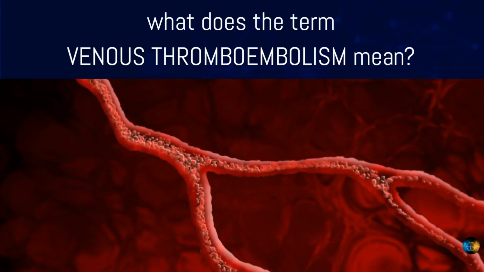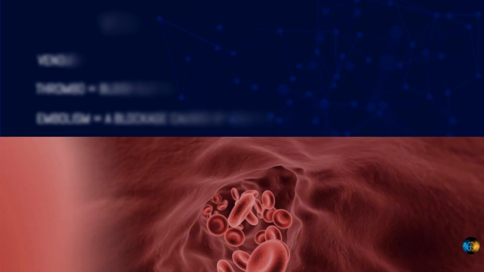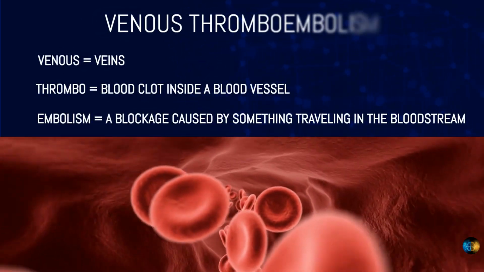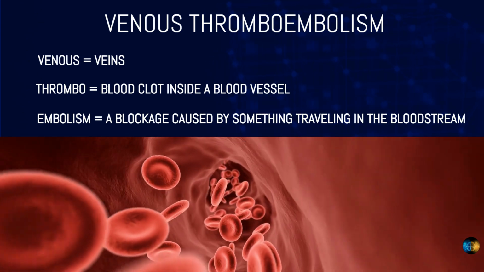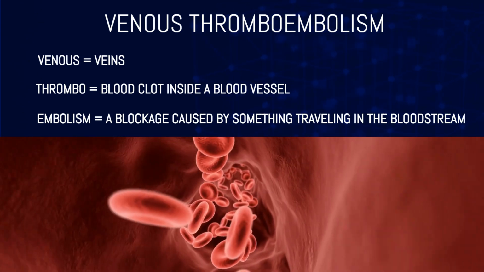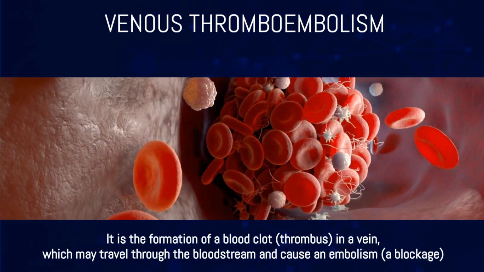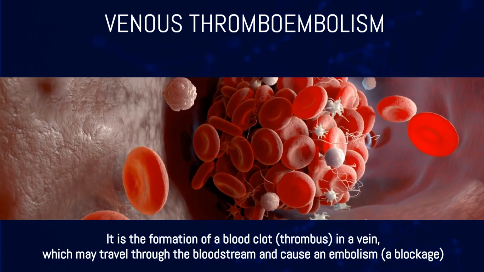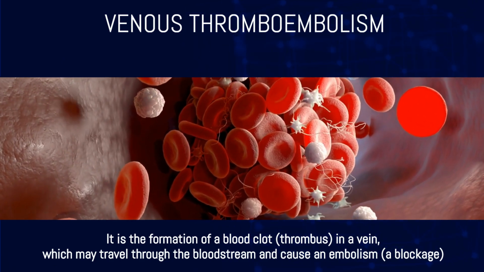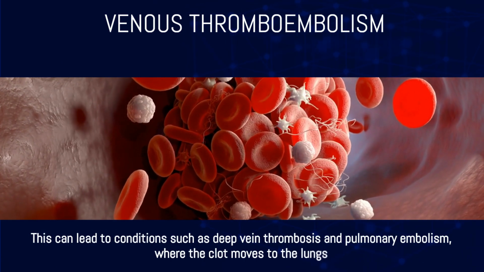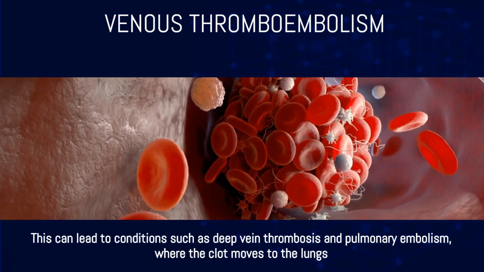What does the term venous thromboembolism mean? Venous refers to veins. The prefix thrombo means a blood clot inside a blood vessel, and the suffix embolism refers to a blockage caused by something traveling through the bloodstream. Venous thromboembolism is the formation of a blood clot or thrombus in a vein, which may travel through the bloodstream and cause an embolism or a blockage. This can lead to conditions such as deep vein thrombosis and pulmonary embolism, where the clot moves to the lungs.